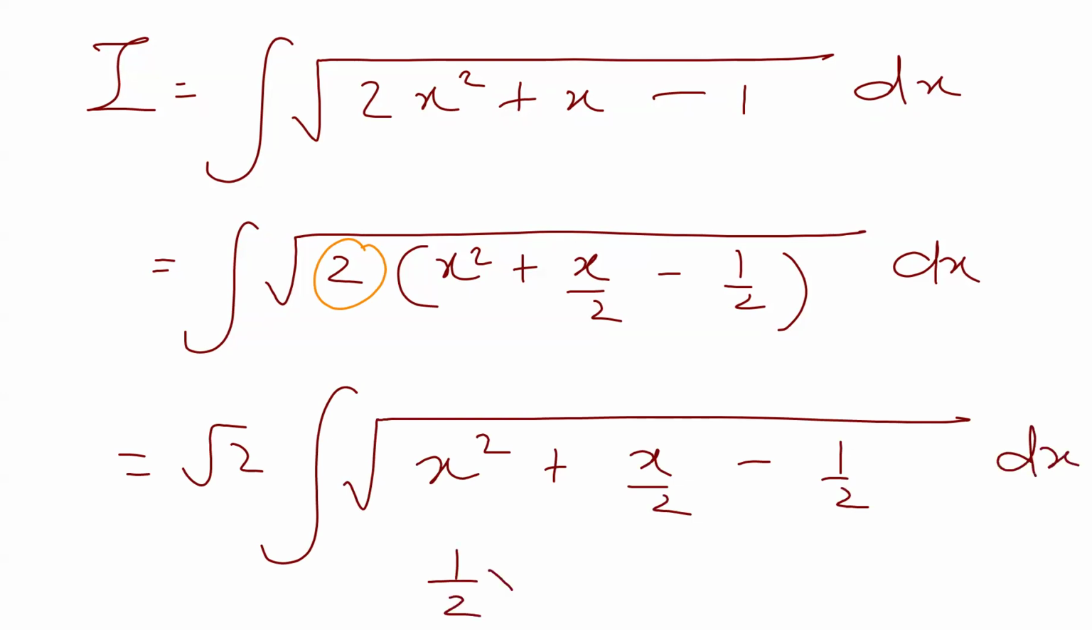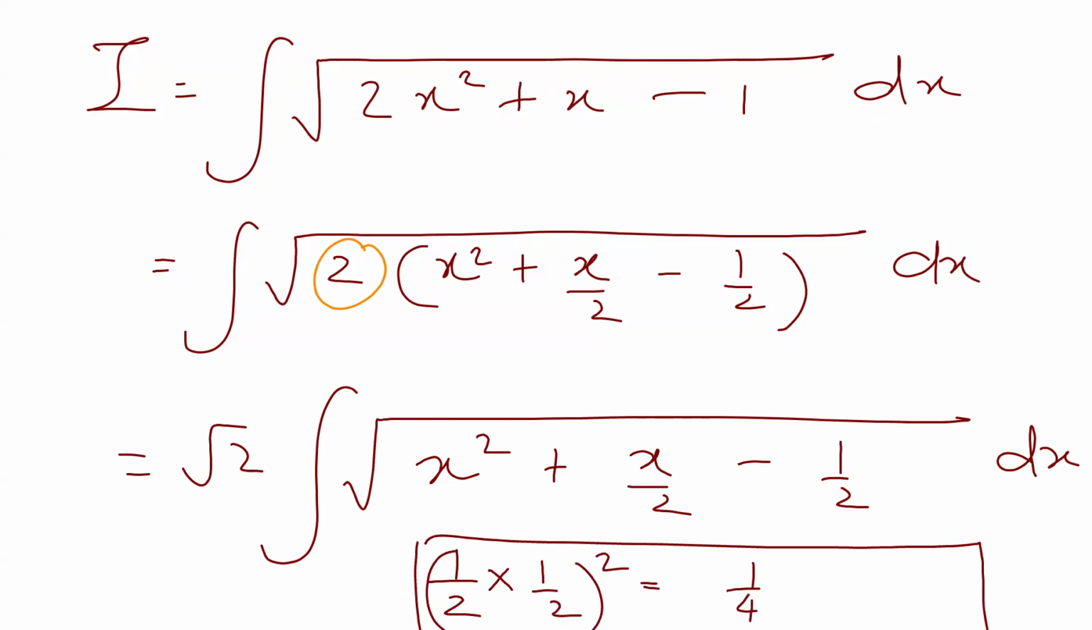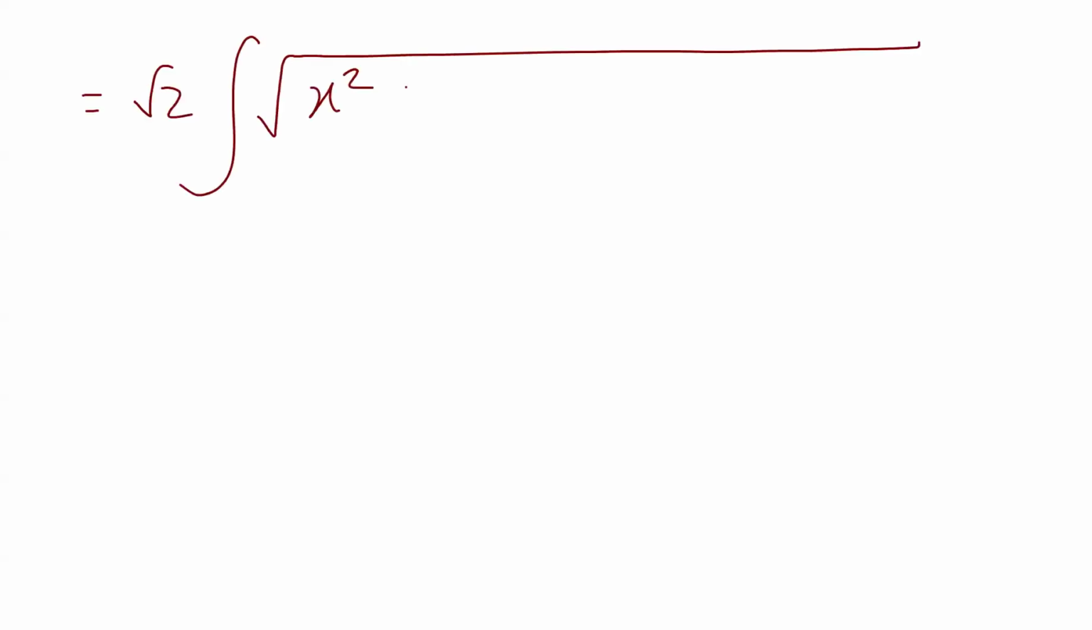So half into coefficient of x. The coefficient of x is half, the whole square. So this is equal to 1 by 4 the whole square. See, the coefficient of x is half over here. Okay. So what you will do is you'll put 1 by 4 the whole square before the constant and minus 1 by 4 the whole square after the constant. So root 2 integration x square plus x by 2 plus 1 by 4 the whole square.